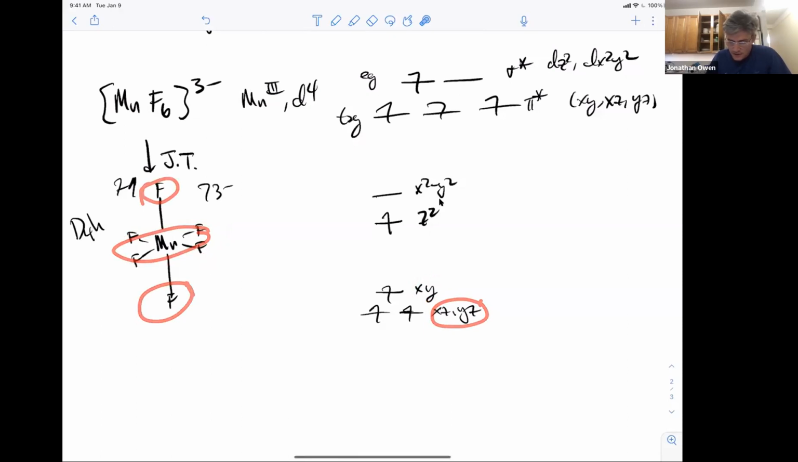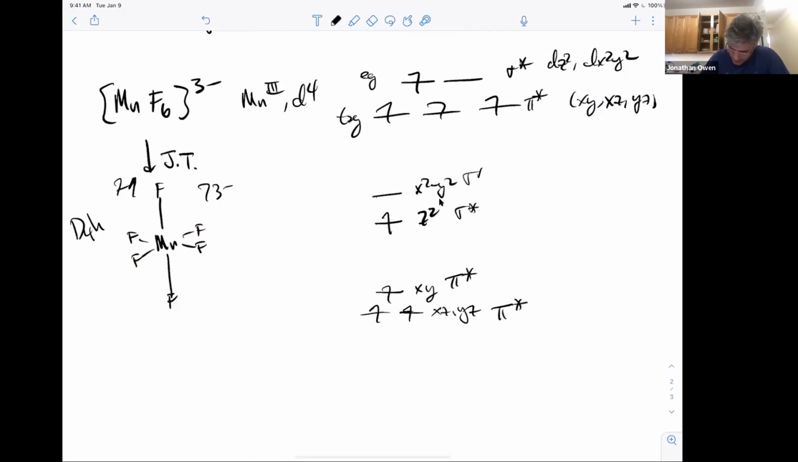Right? These XZ and YZ levels make pi bonds to all 6 of the fluorines, but the ones that went axial weaken the strength of their pi interaction with XZ and YZ. So now XZ and YZ is not quite as pi star. Did I do this backward? No, I did it right. Yeah, right. These guys are pi star. These are also pi star. This is sigma star and this is sigma star. So when you pull the fluorines away on the vertical axis, the XZ and the YZ orbital, they don't have as strong of an interaction anymore.